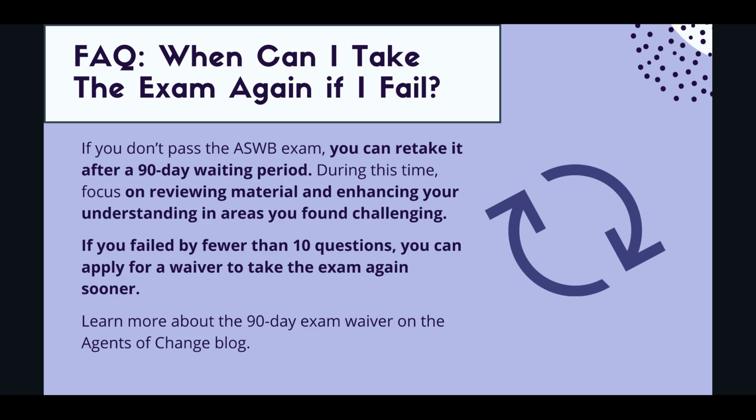But if you were very, very close and you feel confident, you can add a few extra points in very short order, let's say in the next month, you can actually apply for a waiver to take the exam again sooner than 90 days. So again, if you failed by fewer than 10 questions, at Agents of Change, we typically recommend even a bit closer, maybe fewer than 5 questions, you could be a good candidate for applying for that waiver and taking the exam sooner. So maybe taking it again within a month and a half.